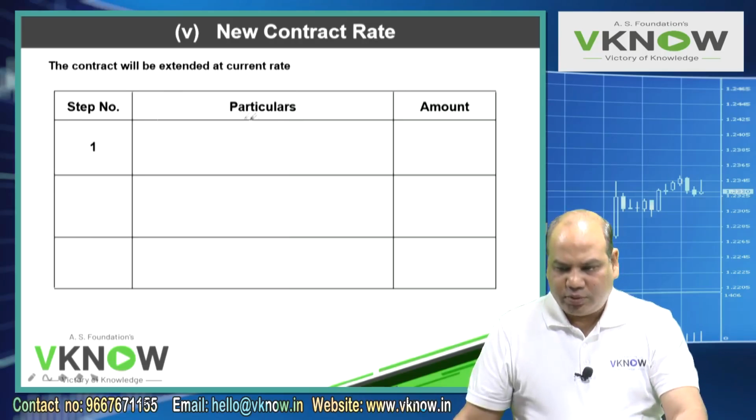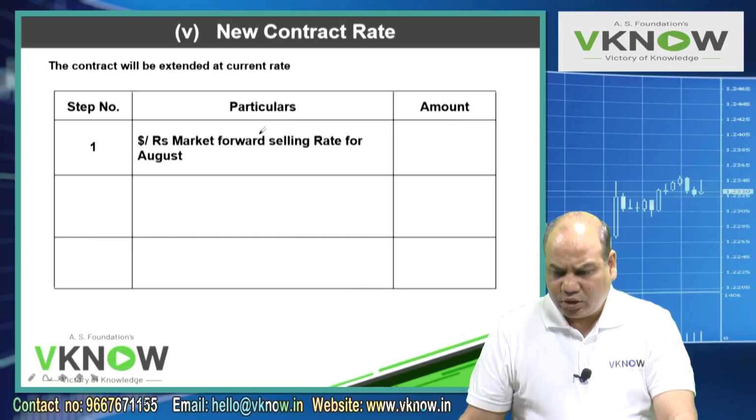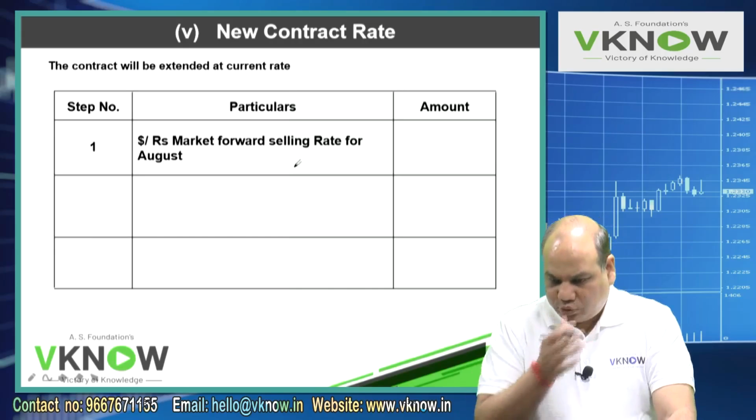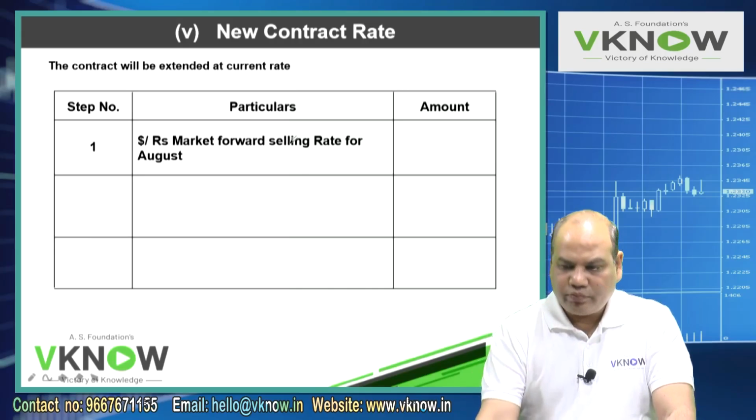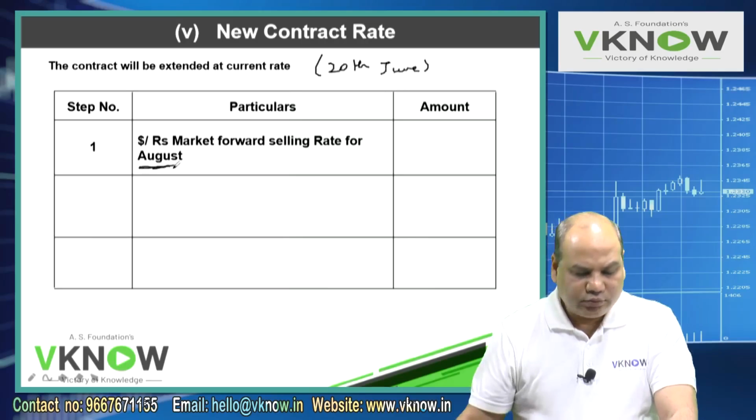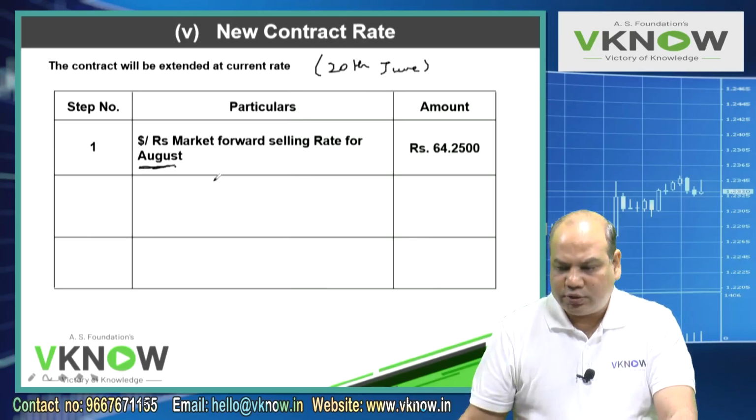So now write down step number, particulars, amount. First write down rupees per dollar market forward selling rate for August. So you have to go to the 20th June column because the customer is right now standing on 20th June in front of us. So on 20th June, the forward rate for August, and you have to refer to the selling rate because we have to sell to the customer.